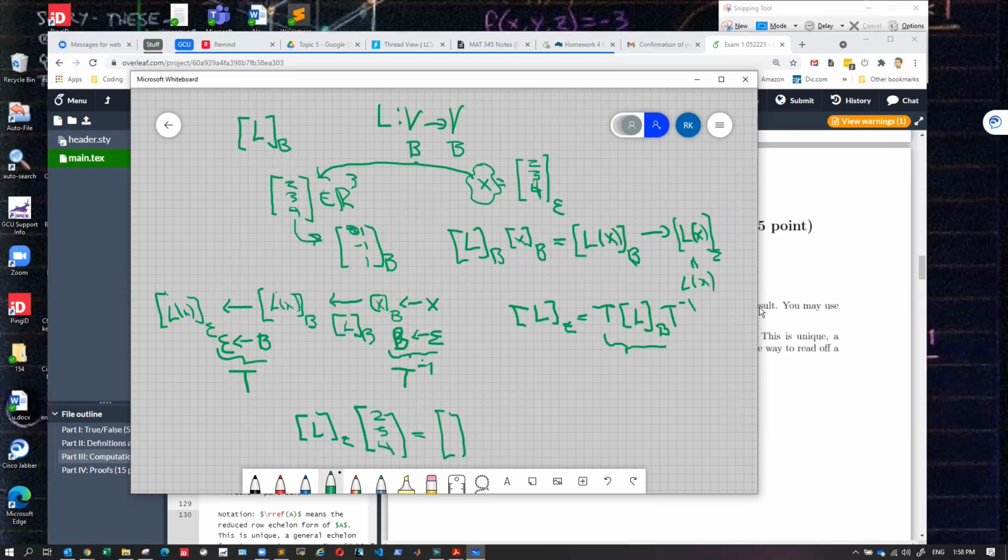So I've got my base B going to E. I can't remember, let me see if we can remember what B is. Maybe you guys can remember. One of them was 1, 1, 1.